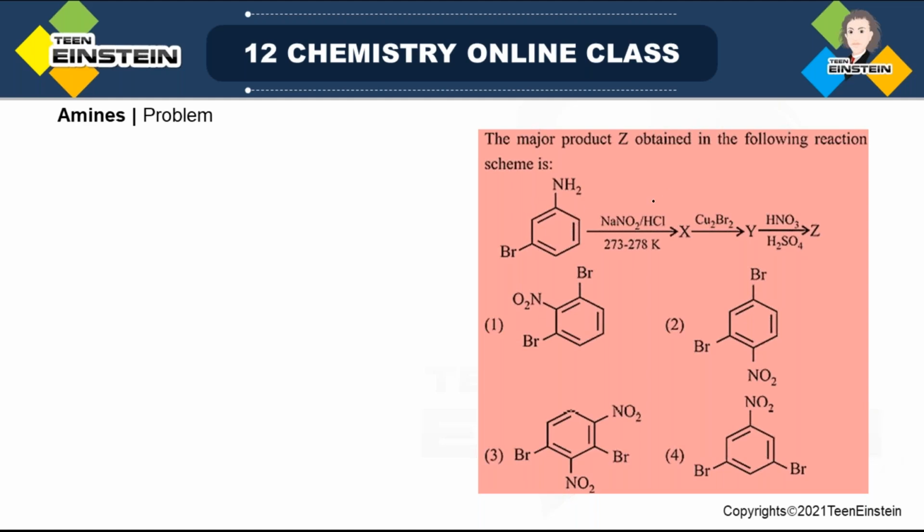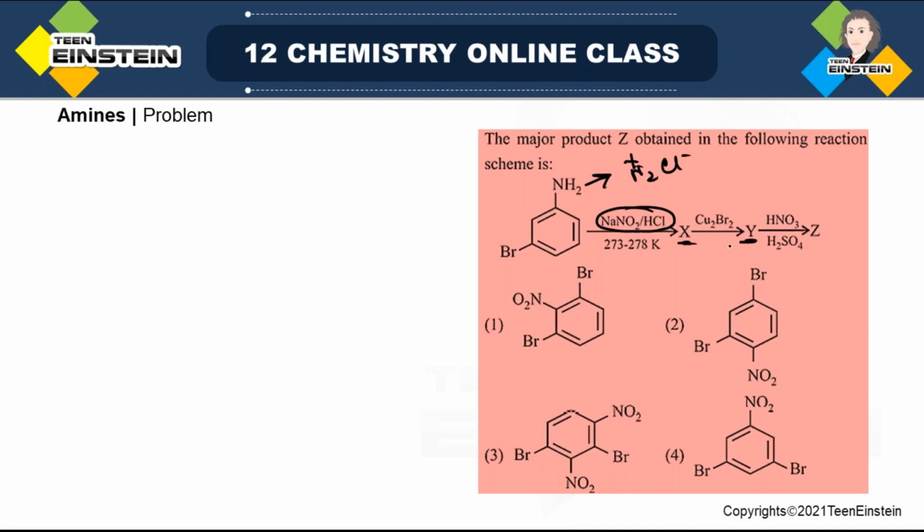The major product Z obtained in the following reaction scheme. The starting material is meta-bromoaniline. Then you are using a diazotization reagent. That means the NH2 group will be converted to N2+ Cl-, like this. This is molecule X. Next you are using Cu2Br2, and we know diazonium salt, in presence of this type of reagent, may be written as CuBr also. With this reagent, you are getting Y.